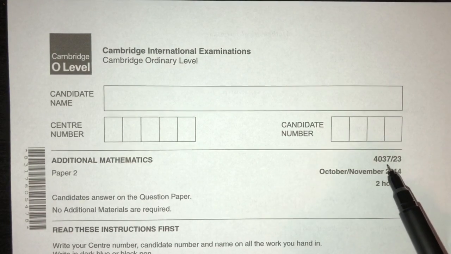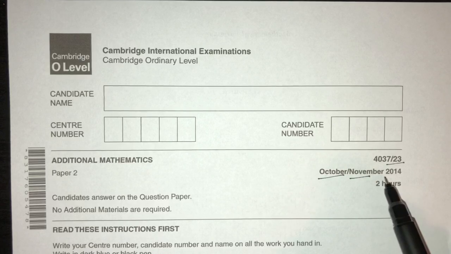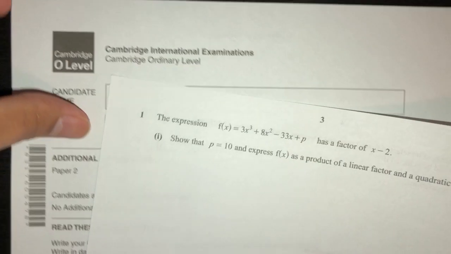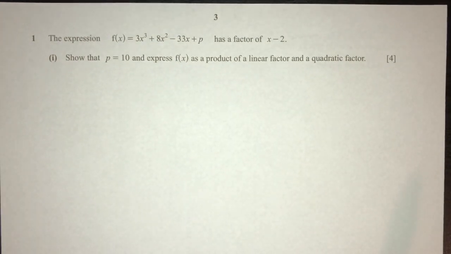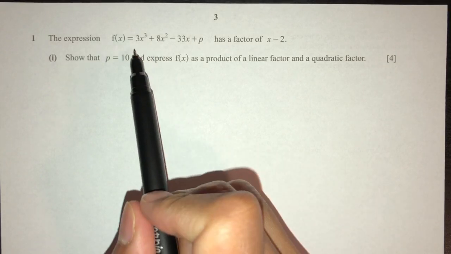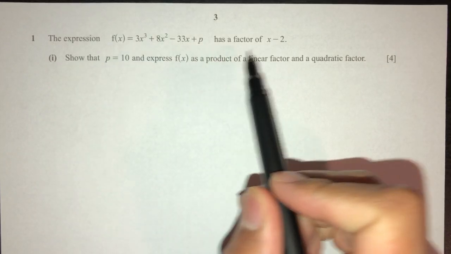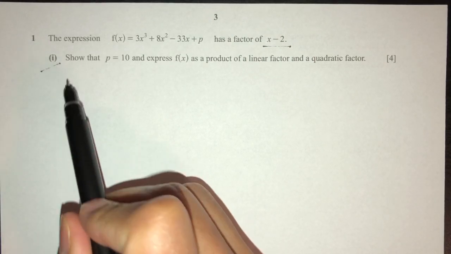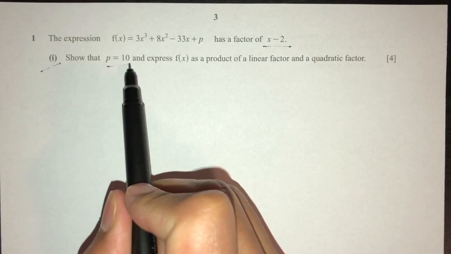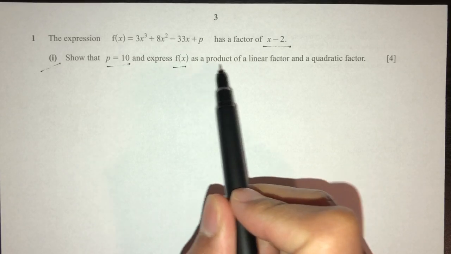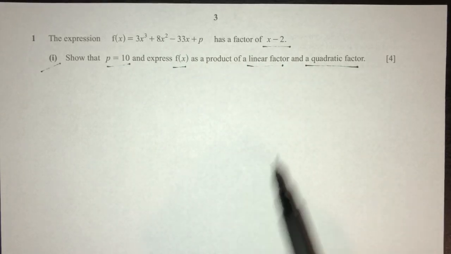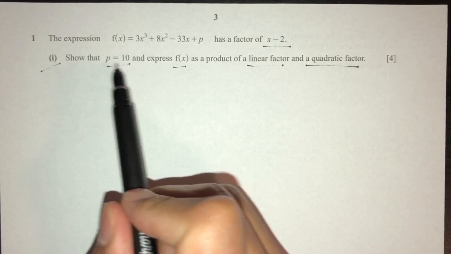This one is paper 2-3 of November 2014. So let's move on to question number 1. Here we have the expression f of x is given by this. It has a factor of x minus 2. Okay, so part 1: show that the value of p is equal to 10 and express f of x as a product of a linear factor and a quadratic factor. So first let's show this. p is equal to 10.